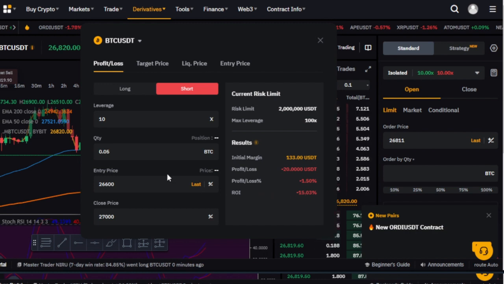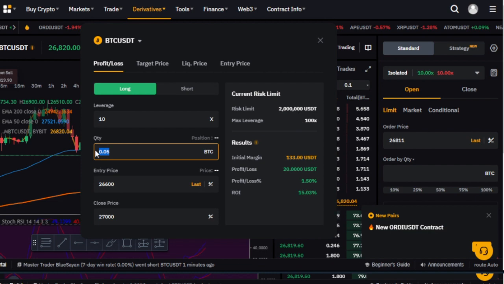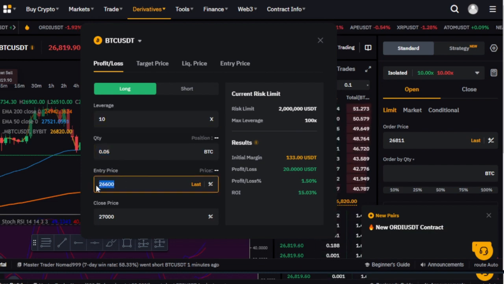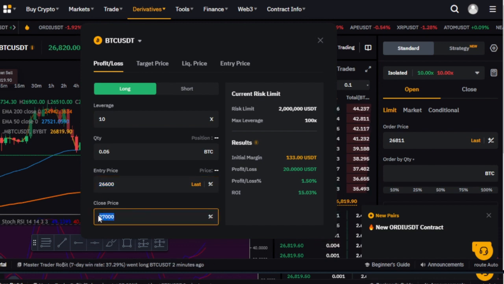Now, to know how long you are going to stay in the market, you equally want to calculate where you will get liquidated. Remember, we are trading 0.05 BTC with a 10x leverage, we enter the market at 26,600, and we intend to exit at 27,000. Now, where are we going to get liquidated? That is one thing you want to calculate to know how patient you'll be in the market.